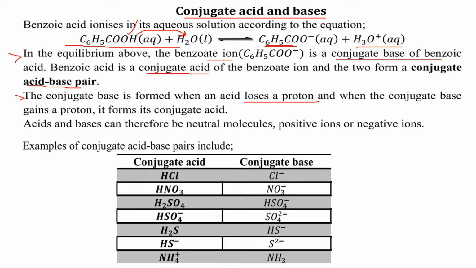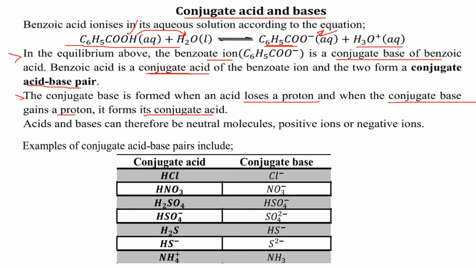If you're having benzoic acid and it loses a proton, what is formed after the loss of a proton is called a conjugate base. The reactant that is losing the proton, or that is donating a proton or a hydrogen ion, is called the conjugate acid. And when the conjugate base gains a proton, it forms back the conjugate acid. If you add a proton to this ethanoate ion, we shall form back our ethanoic acid or benzoic acid. That means that we shall be forming back our conjugate acid.